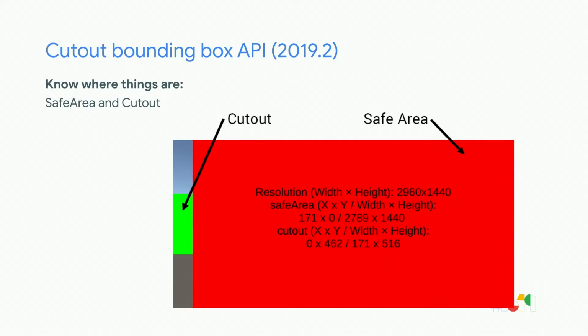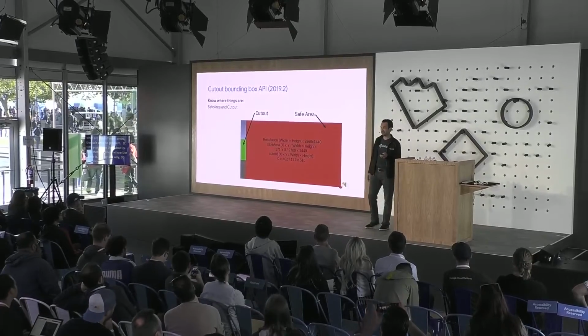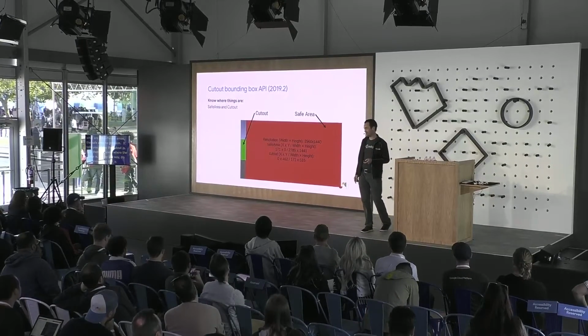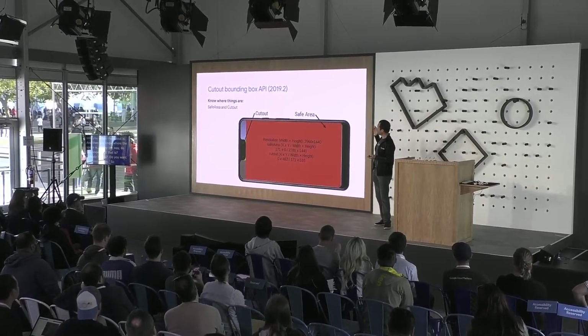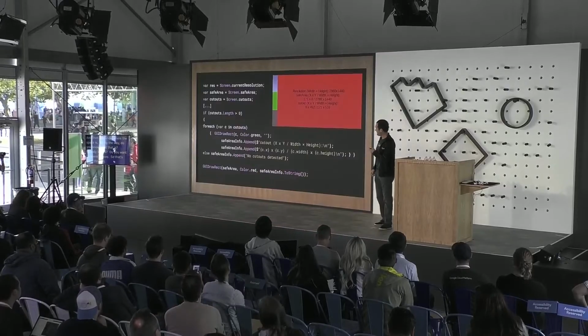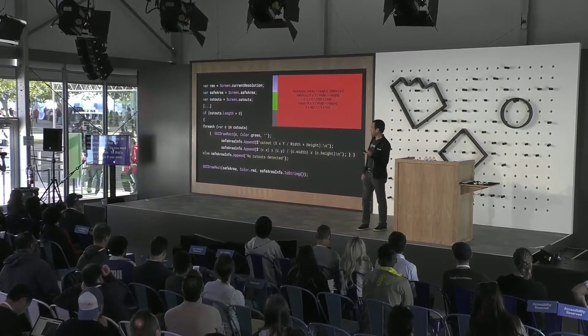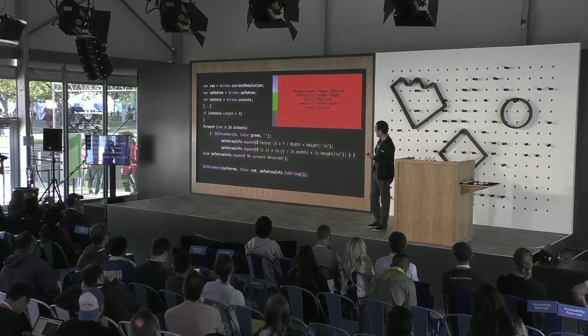So by the way, do you know what phone that is? Nobody knows? Nobody wants to guess? OK. So that's a Pixel 3 XL. So if you're running that code, actually exactly that code, on a Pixel 3 XL, this is what happens.